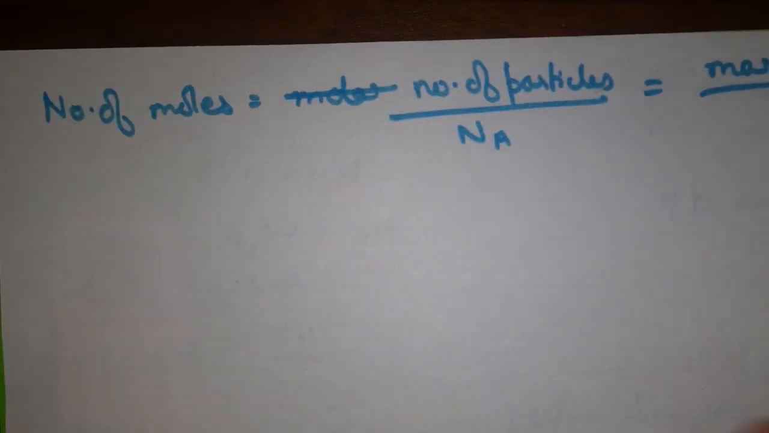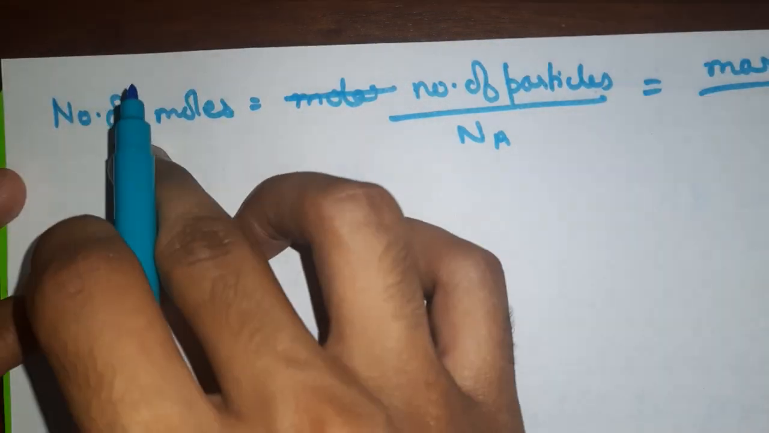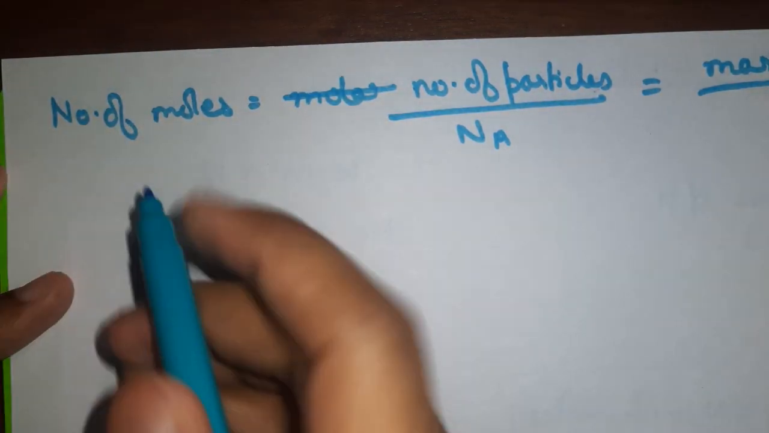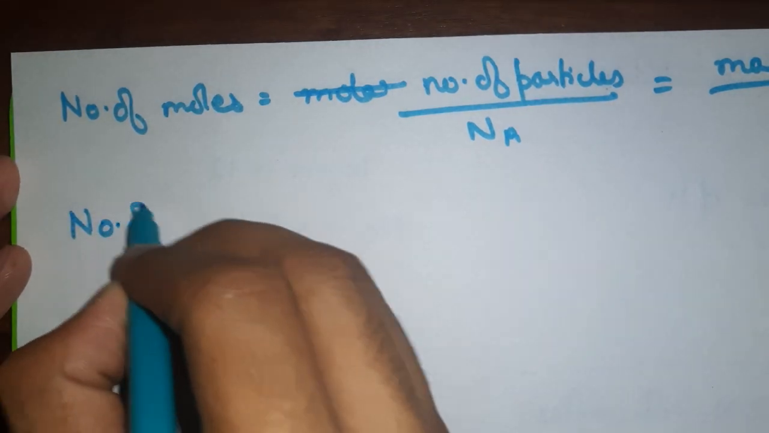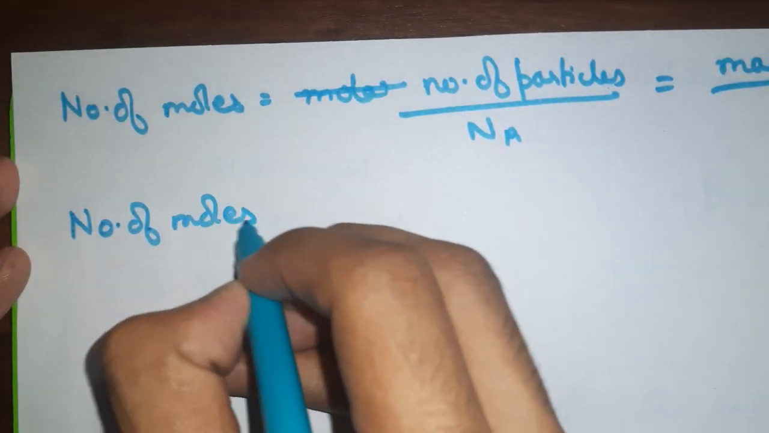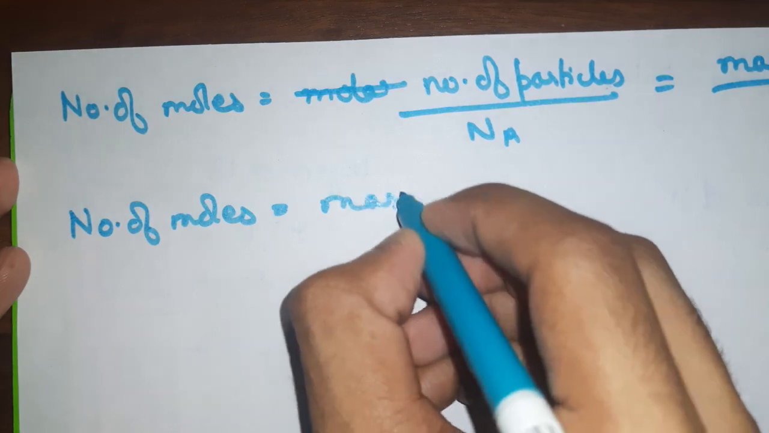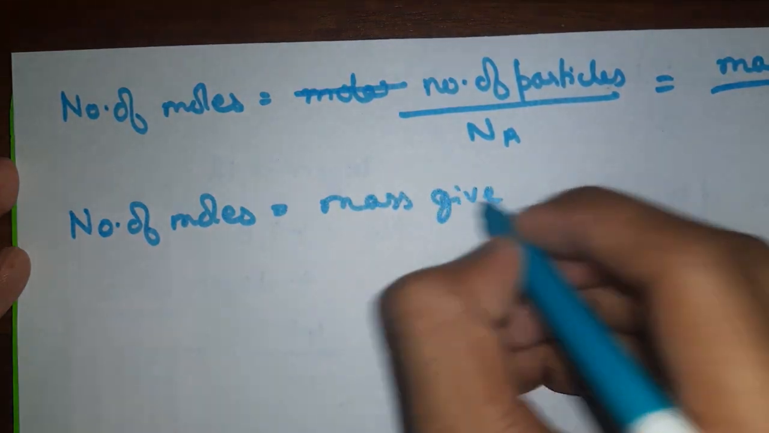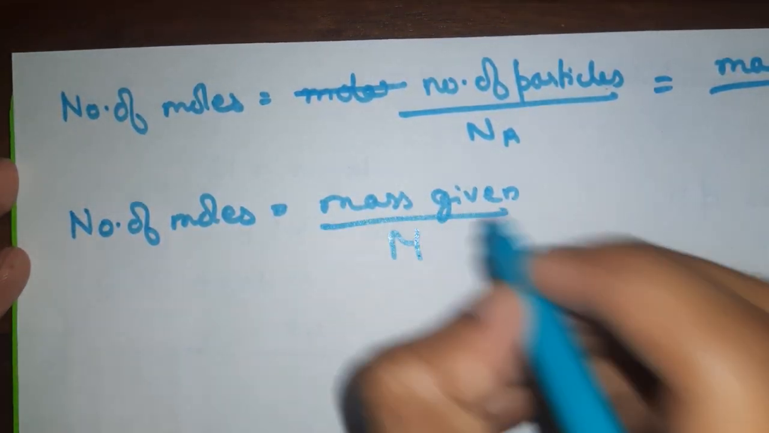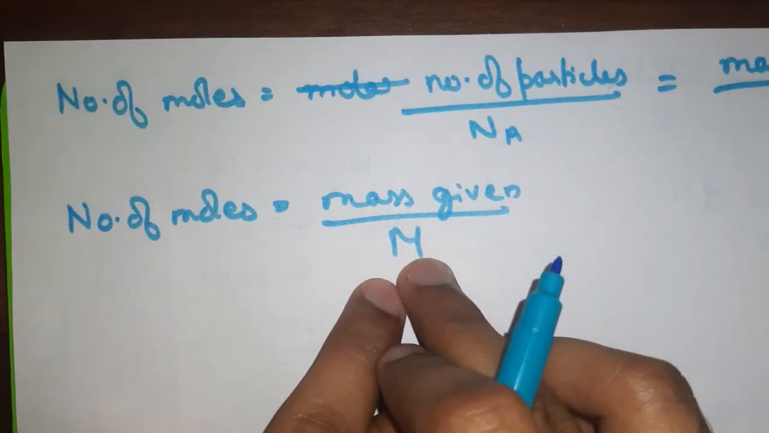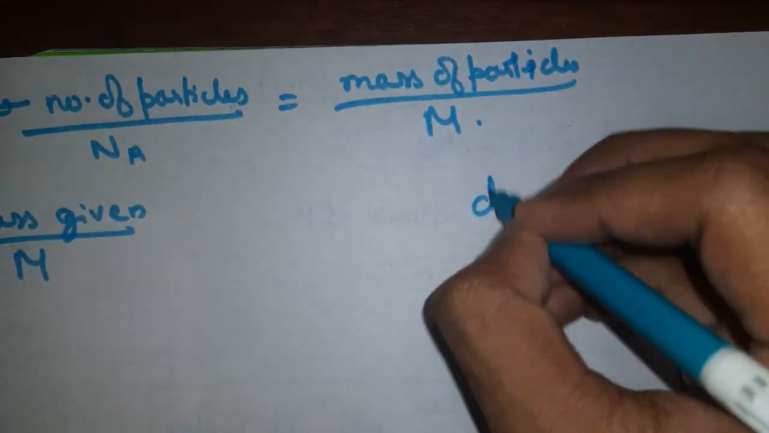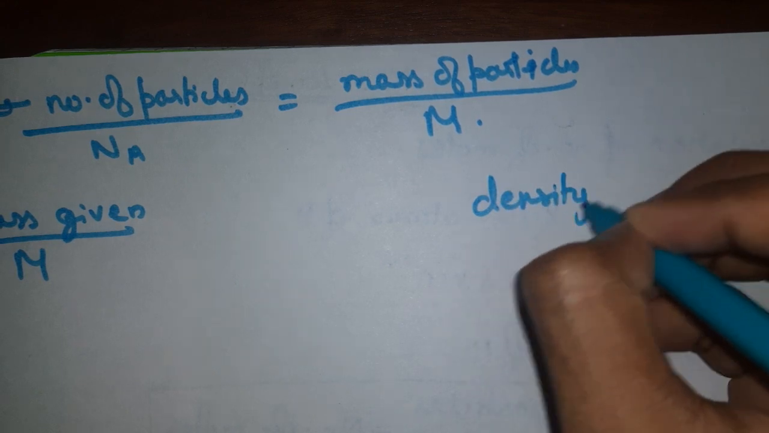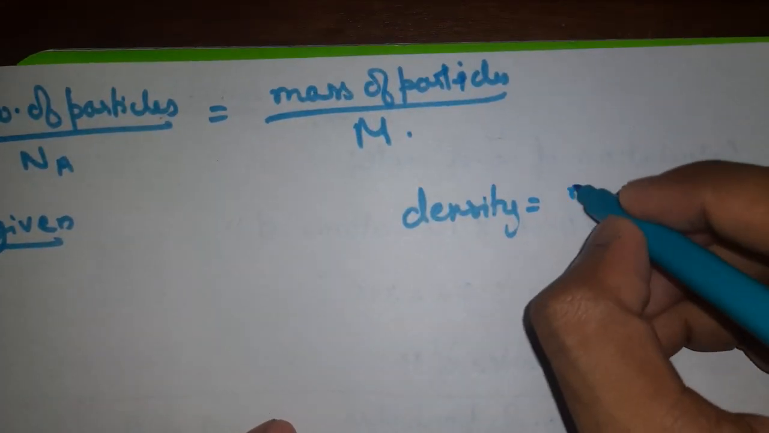Now, another way of finding number of moles. First off, let's start by rewriting this formula: mass given by molar mass, right? Mass of 1 mole of that substance. Now you guys probably know that density equals mass by volume.